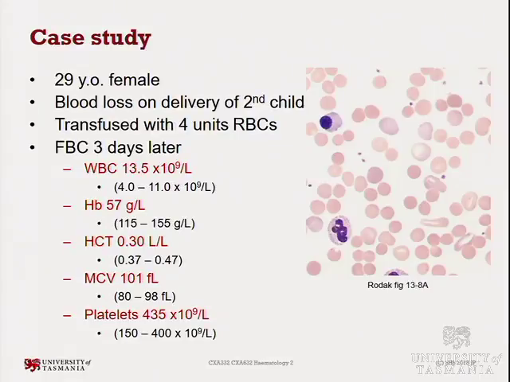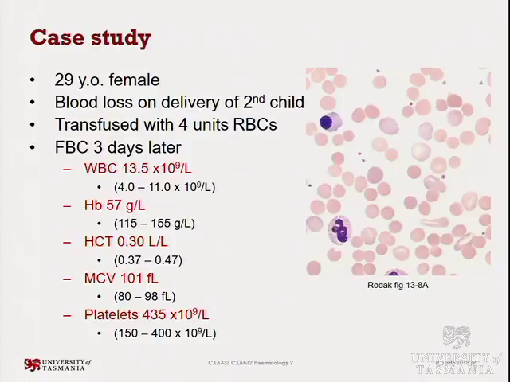So this is a 29-year-old female who's been transfused with 4 units of red cells after heavy blood loss during the birth of her second child. To be given 4 units of packed erythrocytes, she must have bled a lot, and of course that's not uncommon in childbirth. She seemed to be fine, going all very well, but 3 days later she developed a slight fever, complained of abdominal pain and was slightly jaundiced.